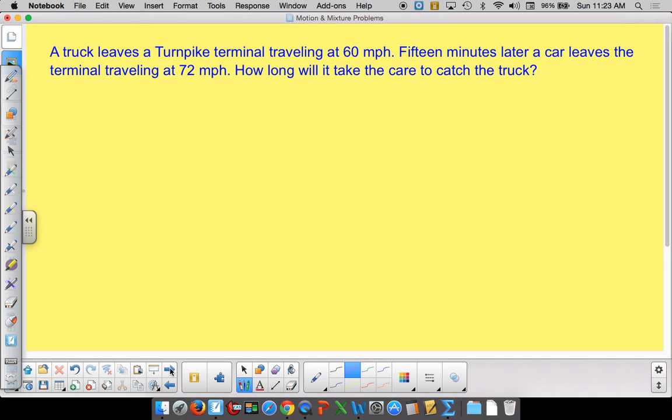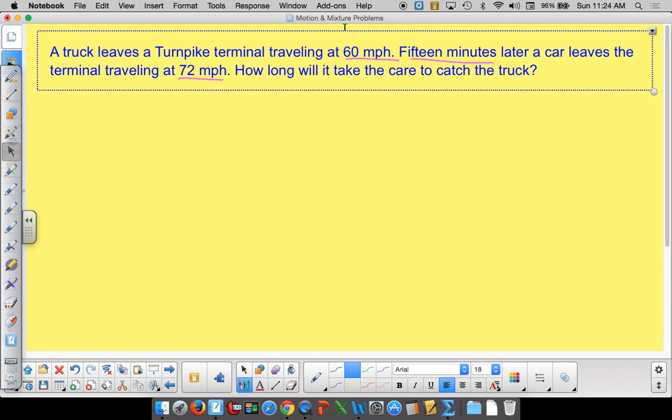Okay, first thing you need to ask yourself, it said go through and highlight information. We had the truck was traveling at 60 miles per hour. 15 minutes later, the car leaves the terminal. It's going at 72 miles per hour. How long will it take the car to catch the truck? That's not supposed to be the care. That's a typo. I have to fix that one.